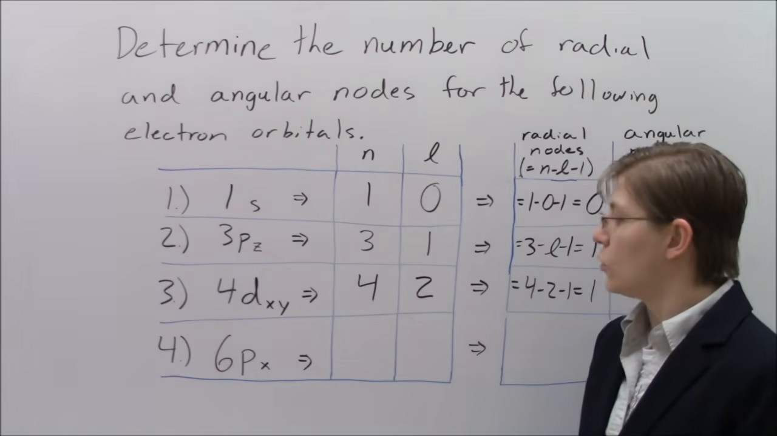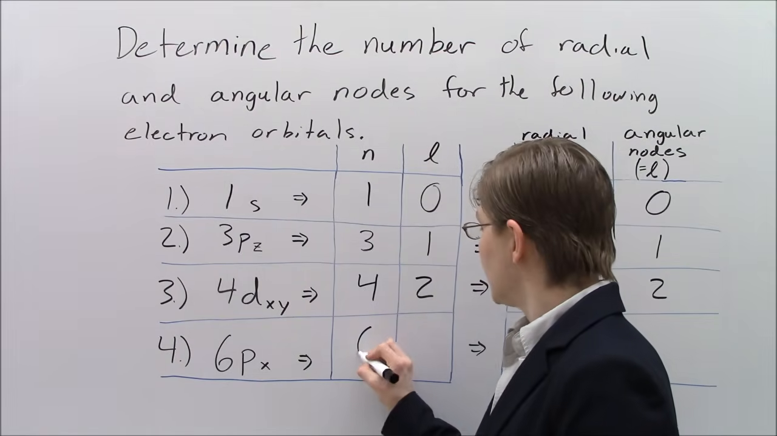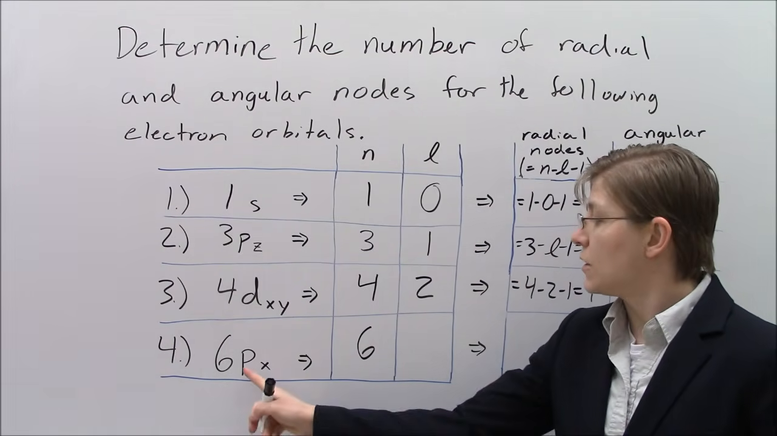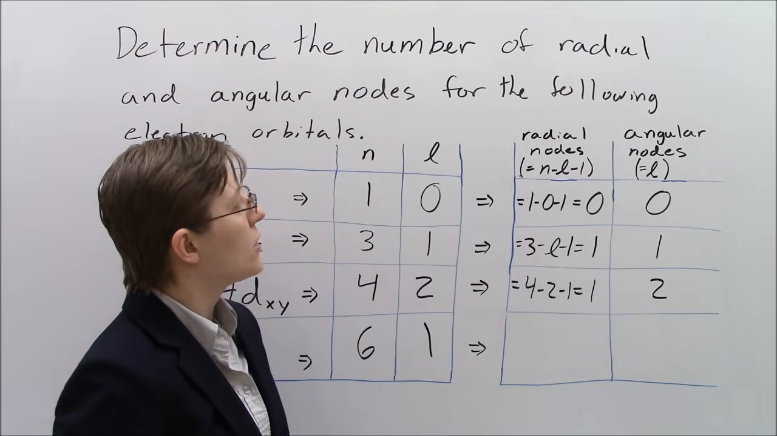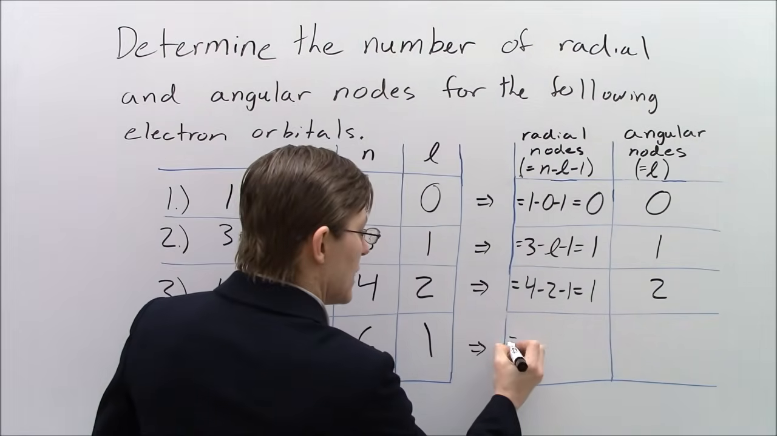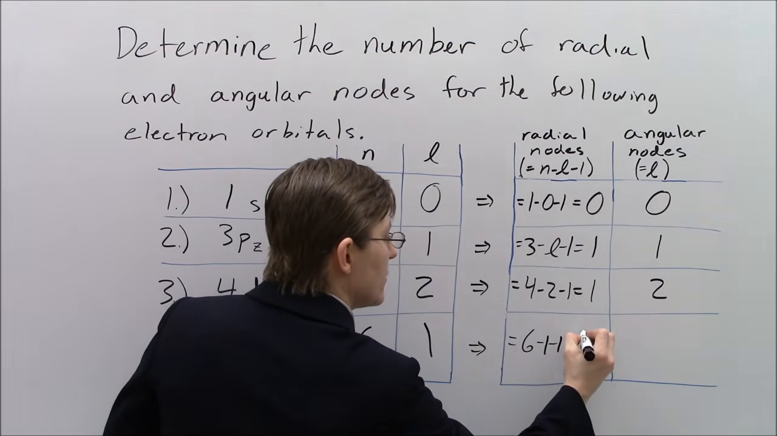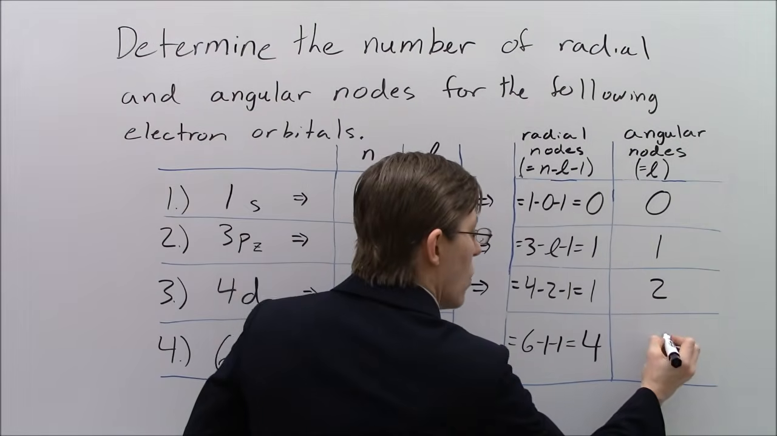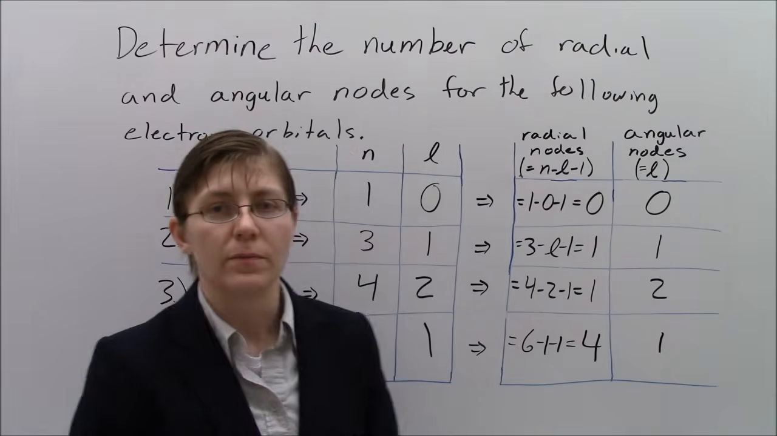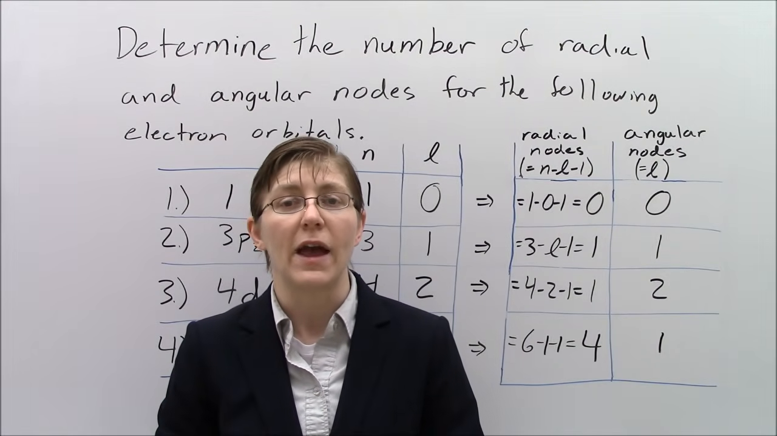Our last electron orbital is the 6px orbital. This has an n value of 6, and an L value of 1 for the p orbital. We can calculate the number of radial nodes as 6 minus 1 minus 1, which would give us 4 radial nodes, and again, 1 angular node. In this way, we can calculate the number of radial nodes and angular nodes for any electron orbital.